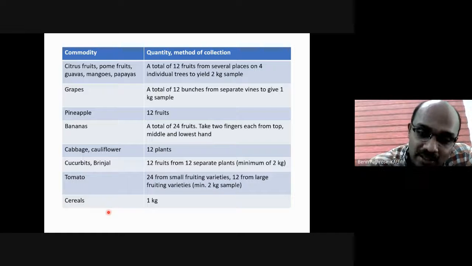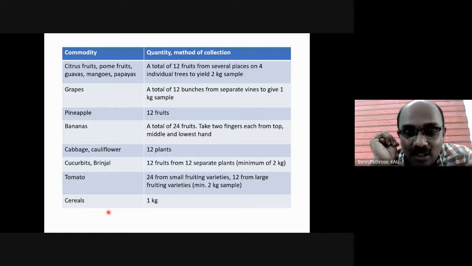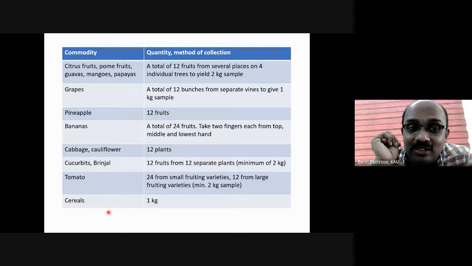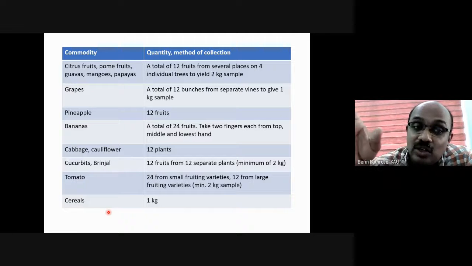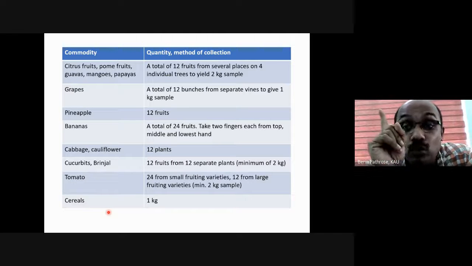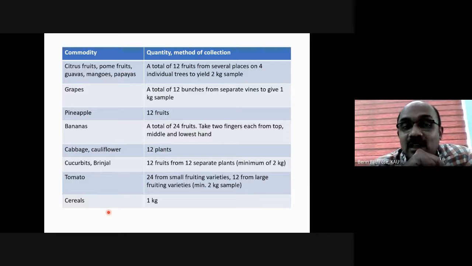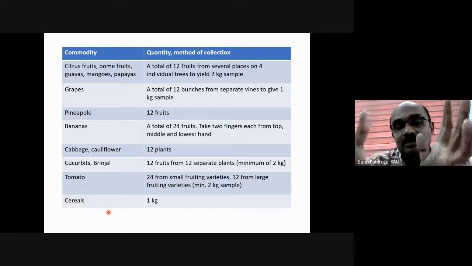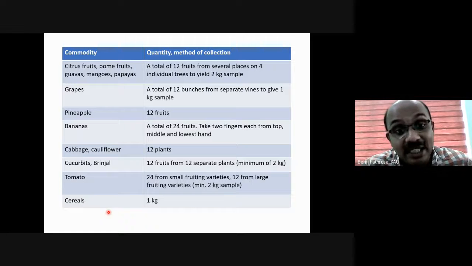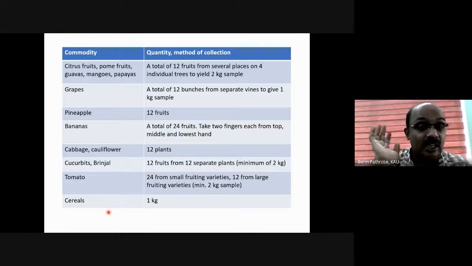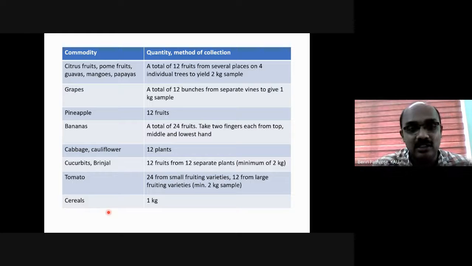You have to collect from 4 individual trees, and you have to collect a minimum of 12 fruits. That means a minimum of 3 fruits from each tree, and it should have a weight of a minimum of 2 kg. Maximum, whatever it can be, but a minimum of 2 kg.